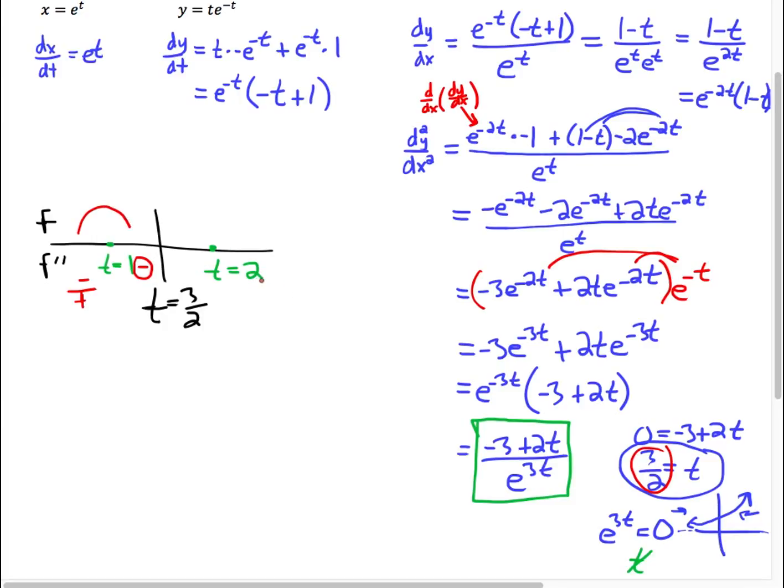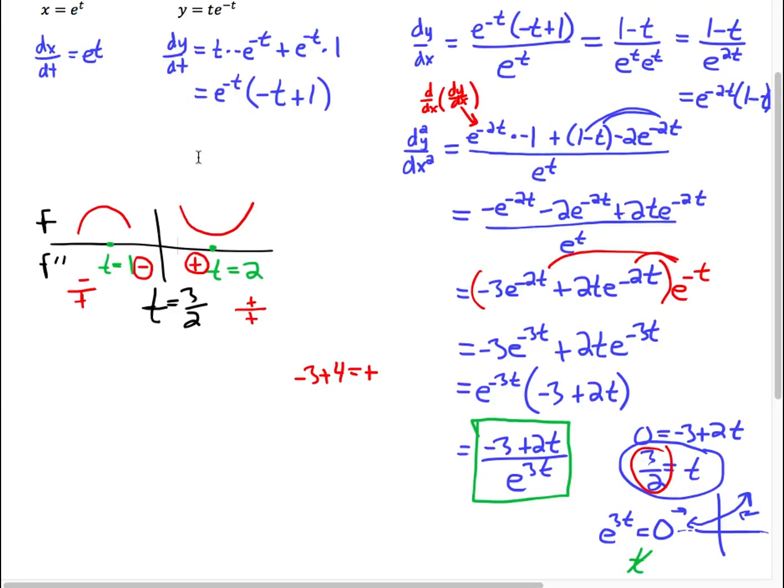There we go. Okay, so now if I put 2 in on the bottom again, it's going to be positive. And then on top, it's going to be, what, -3 plus 4? Well, that's positive. So that means overall it's positive on the right-hand side of 3/2, which means it's going to be concave up over there.